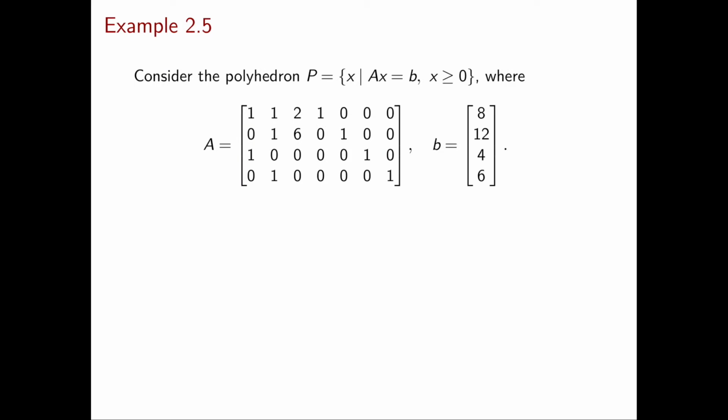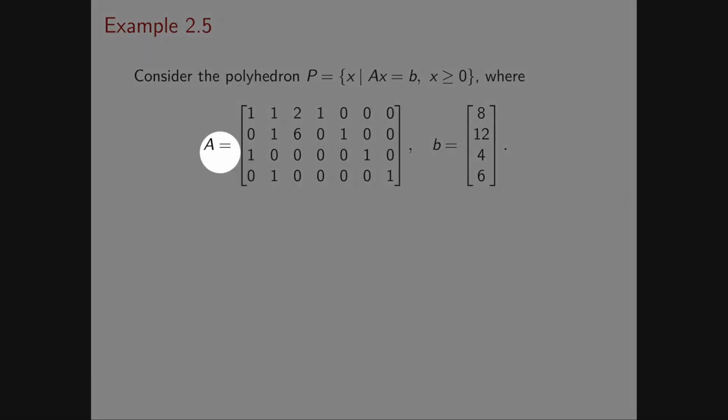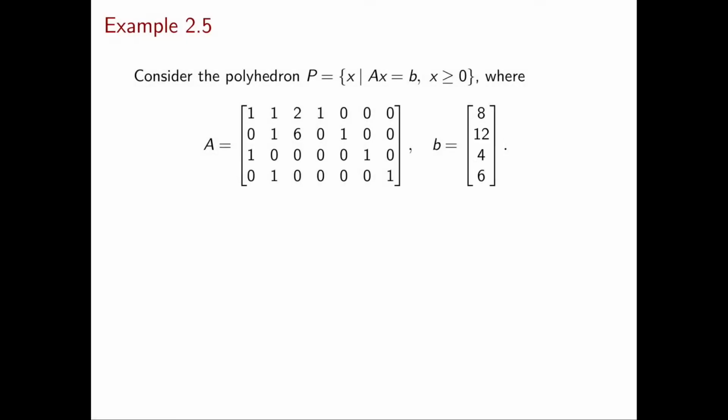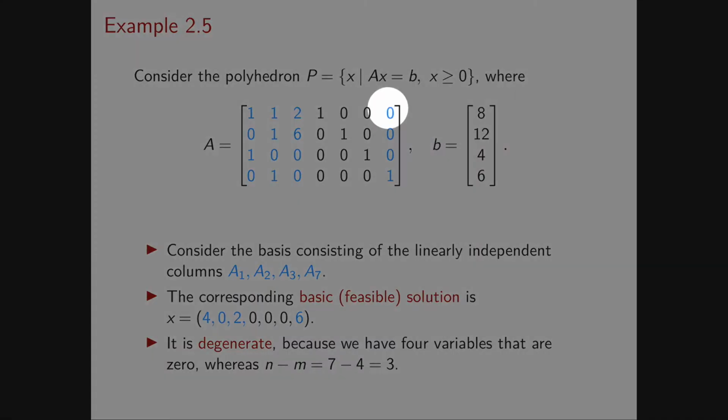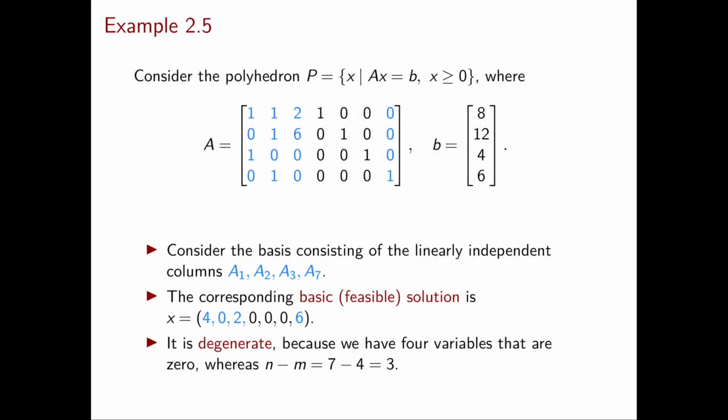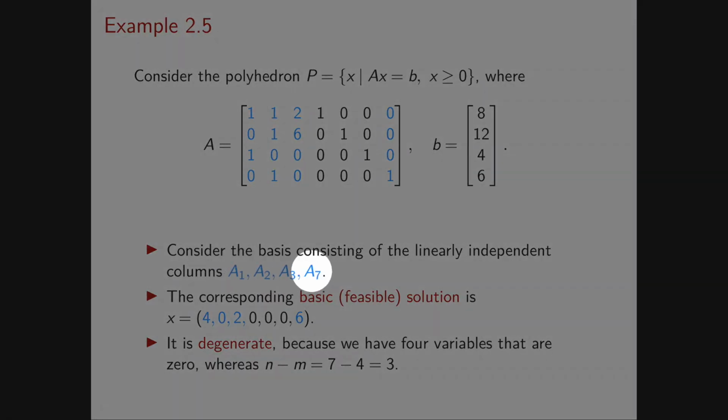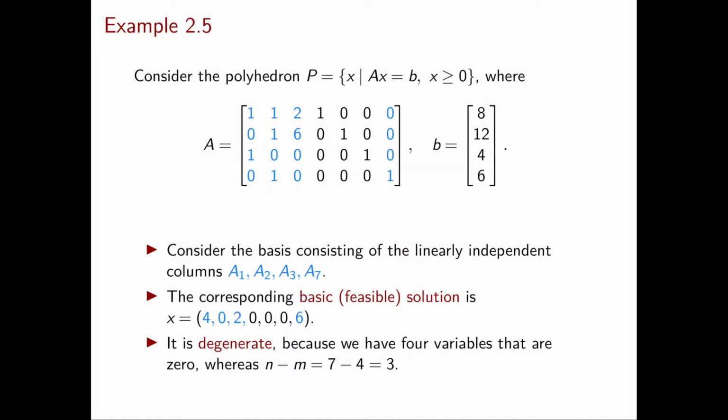Let's see now an example of how to generate basic solutions for standard form polyhedra. Let's assume in this example that our matrix A is this one and that our vector B is this one over here. Since we have 4 equality constraints, in order to obtain a basic solution, we need to select 4 linearly independent columns of A. So let's select columns 1, 2, 3, and 7, which are highlighted here in blue.